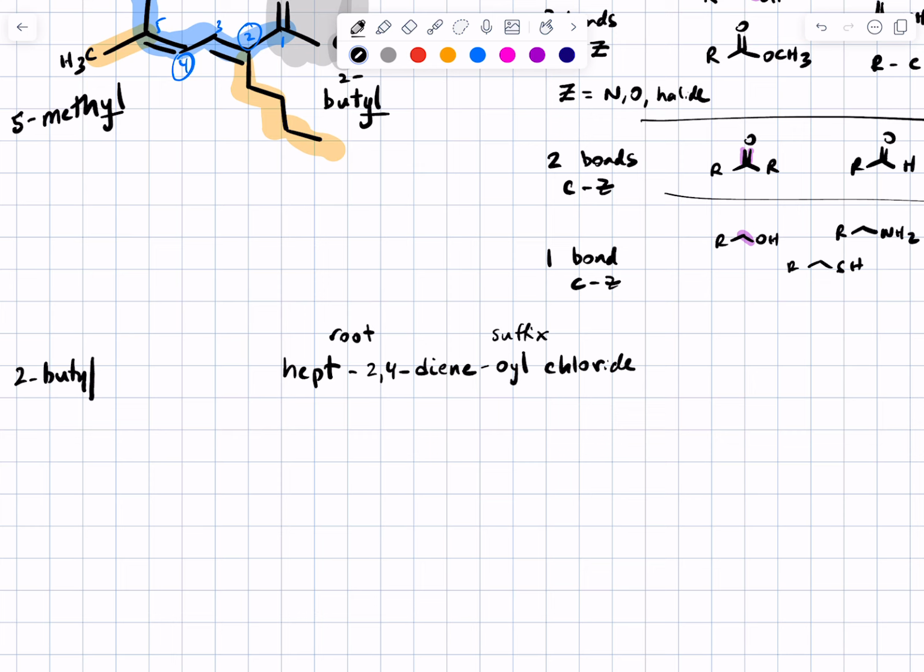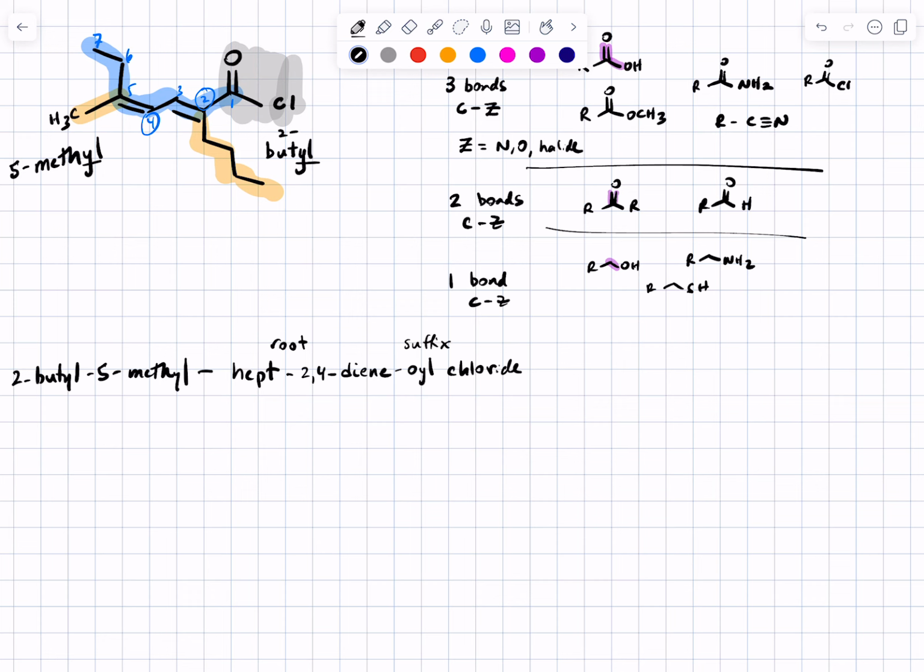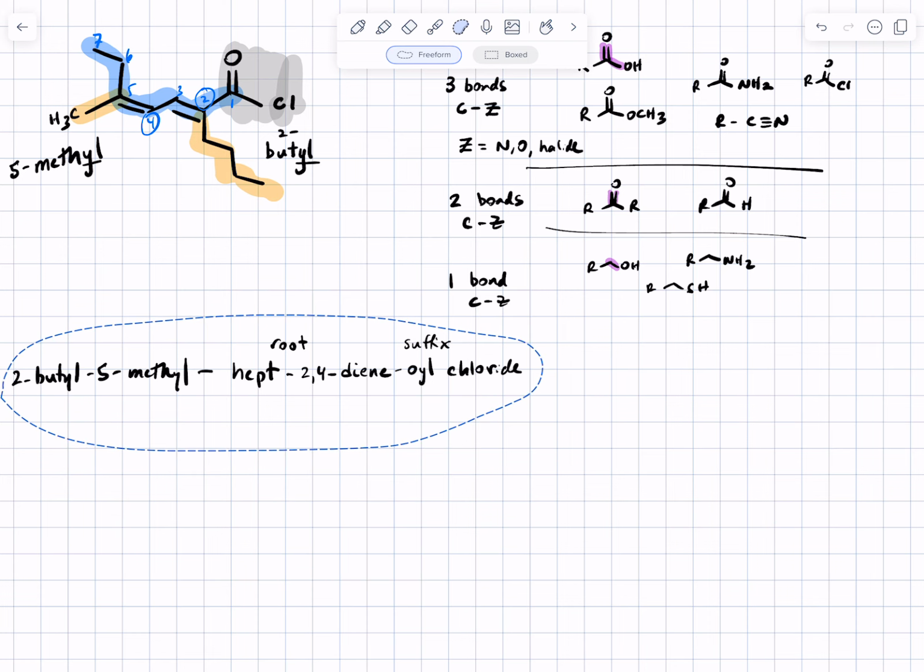2-butyl, 5-methyl, hept-2,4-diene oil chloride. All right, you with me so far? If you wrote 5-methyl 2-butyl, that would be fine. If you wrote 5-butyl 2-methyl, that would be wrong because the methyl and butyl groups would be on the wrong carbons.